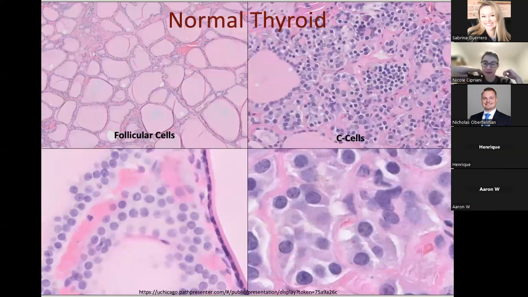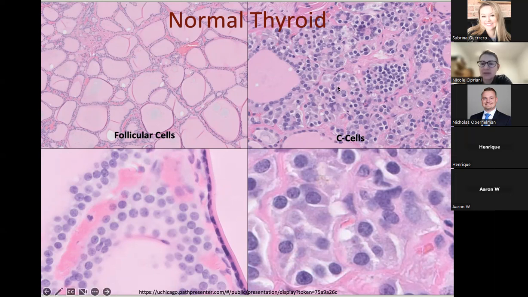So just as a reminder of normal thyroid, on the left, we have follicular cells, which are basically these balloons filled with colloid. Colloid is produced by the follicular cells and transformed into active thyroid hormone. The cells are generally very cuboidal with bland round nuclei. This will become important later when we talk about carcinoma and the shift in the nuclear features.